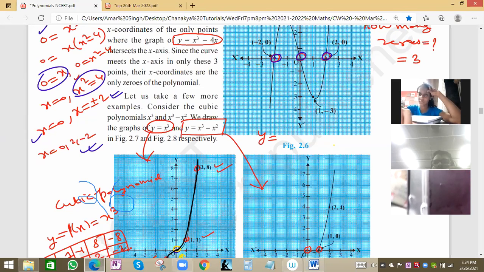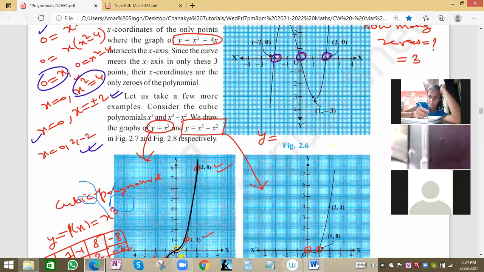Simply we can see the nature of the graph. Y is x cube, a cubic polynomial. The graph will be a cubic graph, or we can say a cubic graph will have cubic nature. Second thing, solutions will be the same value 0 0 0, 3 times. For this one, y equal to x cube minus x square, how can we find the number of zeros?